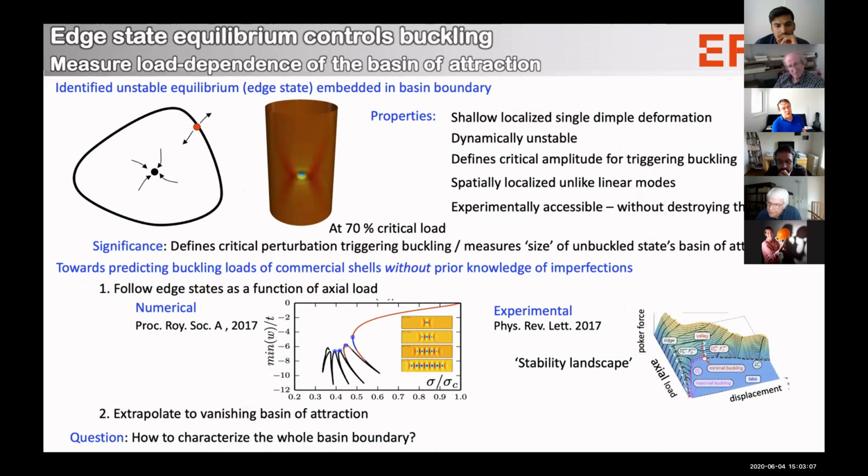So yeah, all of the solutions here, I didn't have time to really go into this. So this here is a bifurcation diagram. And one of the things which might be very interesting, you realize that the single dimple solution only exists down to about 0.45, so 45% of the critical load, which is strangely close to the NASA design rule.